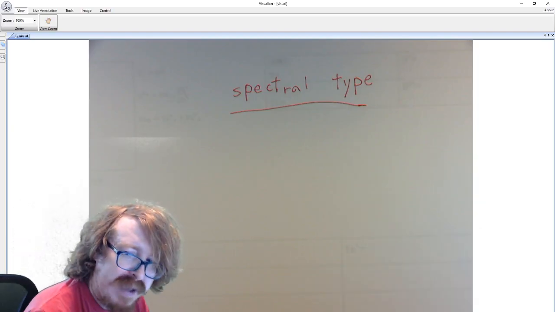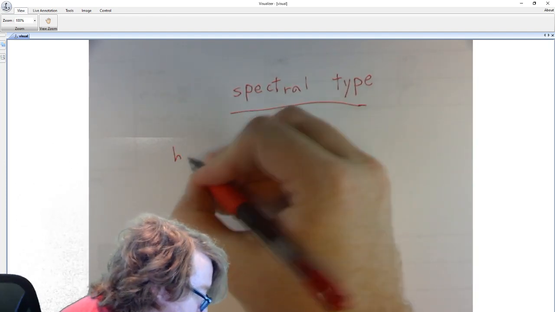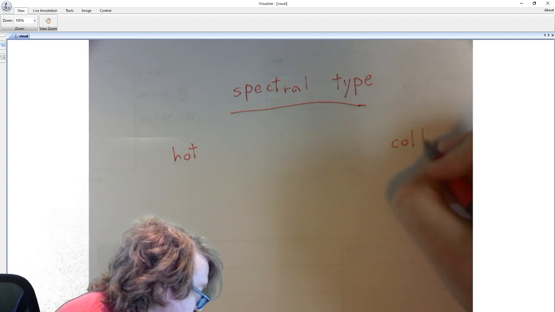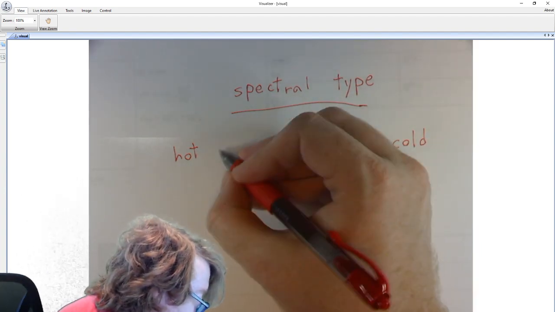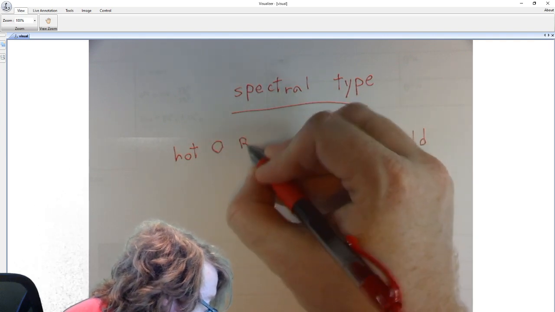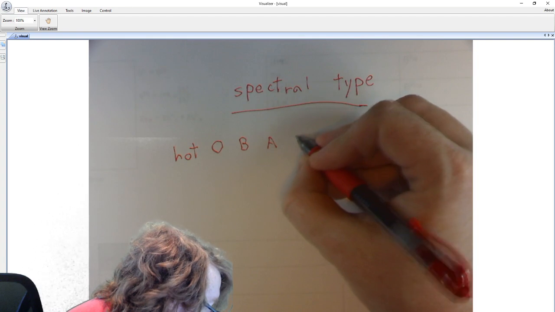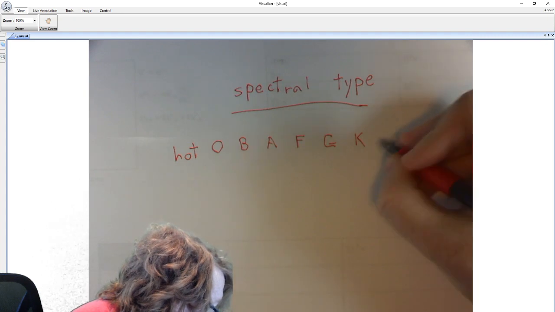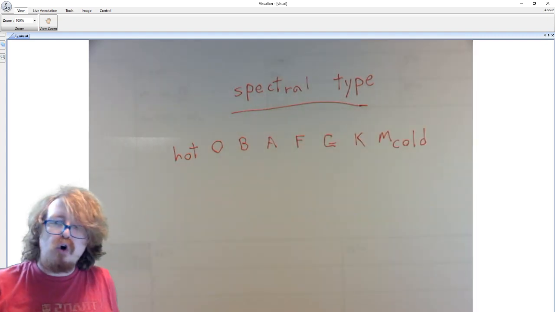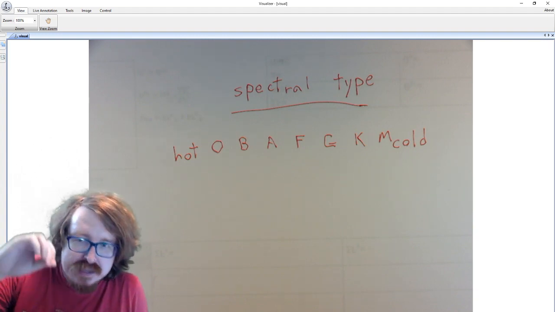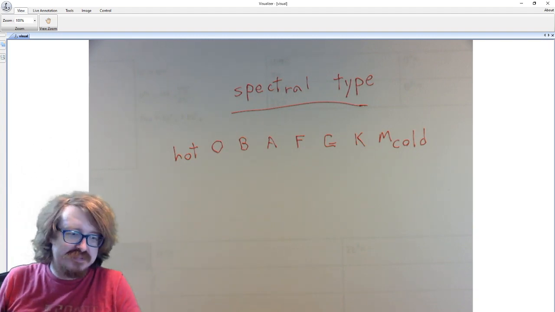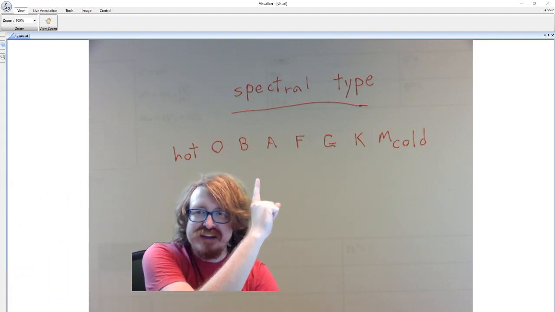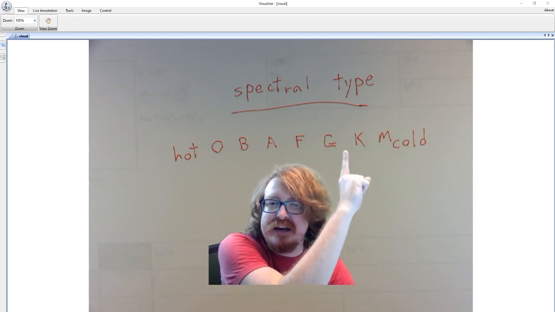So here we go. The spectral types from hot to cold. Got hot over here and cold over here, in this order: O, B, A, F, G, K, M. O, B, A, F, G, K, M. Okay.